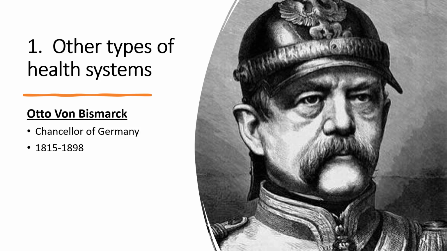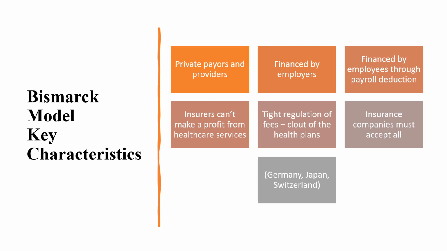So he decided to offer health insurance to the population, and this was the first government, at least in the Western world, to ever do such a thing. But today, the Bismarck model has several key characteristics. One is that those who are paying the bill and the providers are private, so not necessarily government run. And the financing of it isn't all coming from the government. It is financed by employers and also financed by employees through payroll deductions. Very similar to private insurance here in the United States.